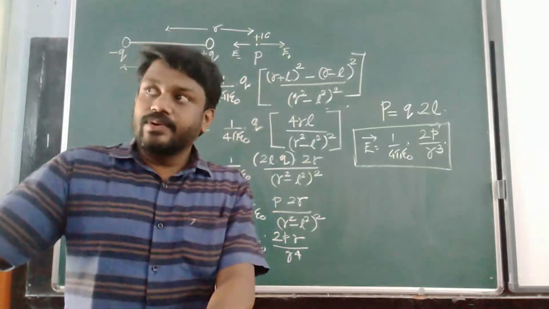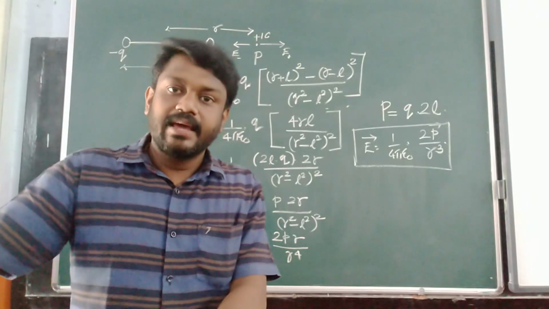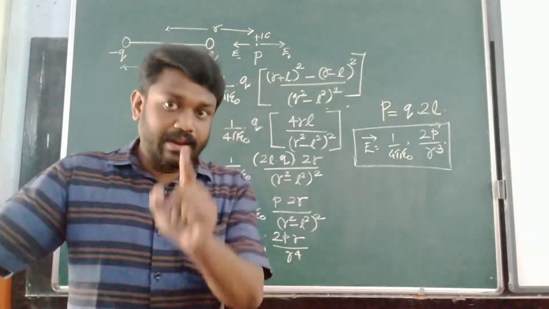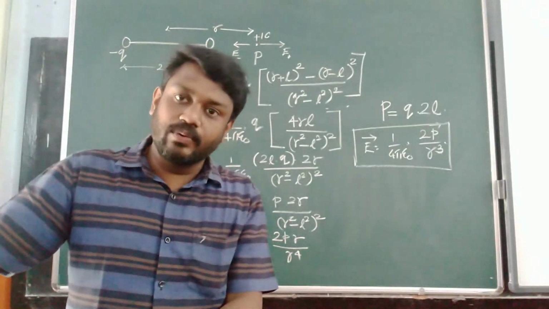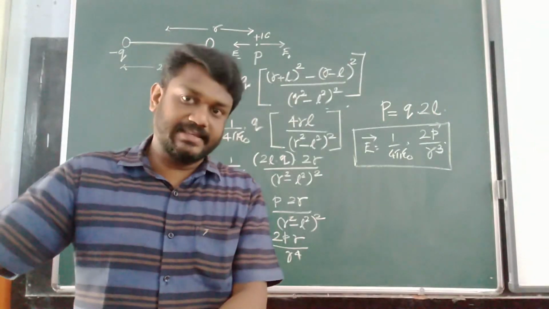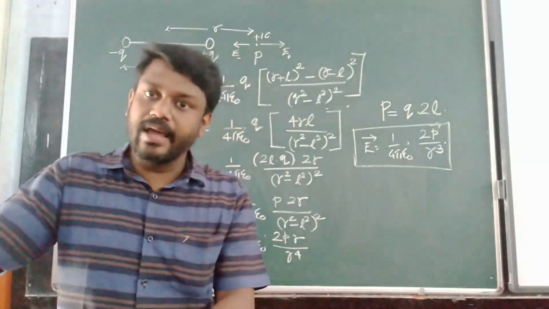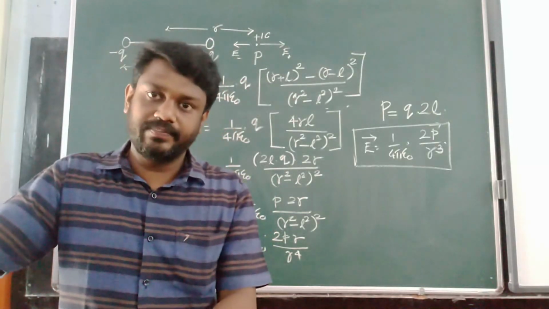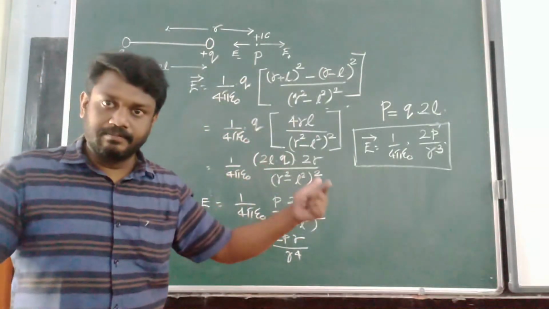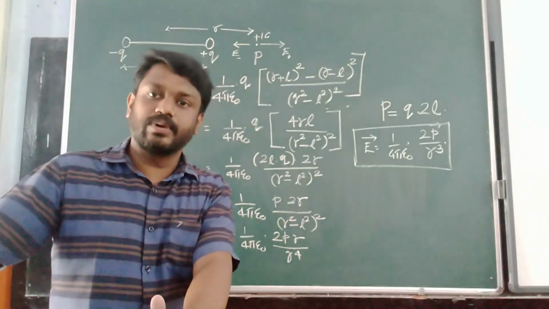In the very beginning I told you, due to a dipole we have to find the electric field intensity in two different directions. One along the axial point and the other along the equatorial bisector. Now, we can move on to the electric field intensity due to a dipole along its equatorial point. I think it is clear. So we can go for the next case.